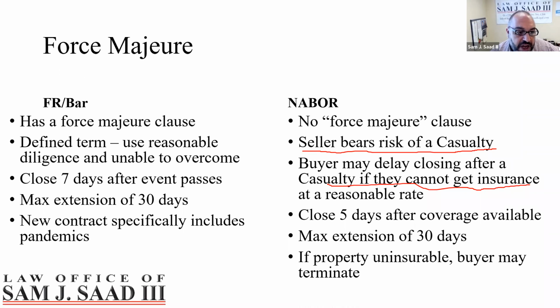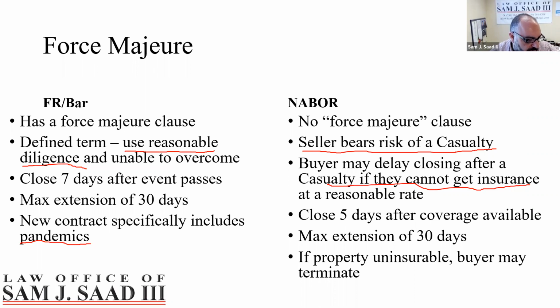Under FAR-BAR, there is a force majeure clause. If you cannot overcome the force majeure event, which includes pandemics, by the way, in the new version, by use of reasonable diligence, then you can extend the closing up to 7 days past when the force majeure event occurs, with a maximum extension of 30 days. And like I said, the new contract specifically includes pandemics.